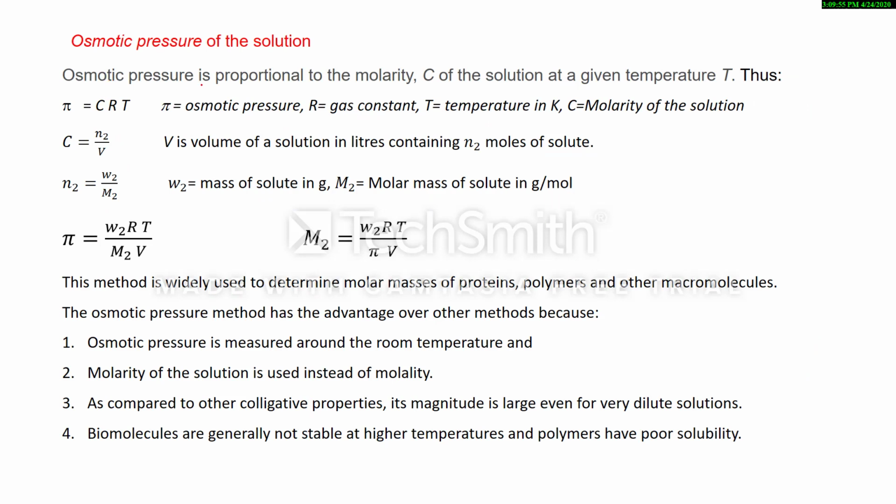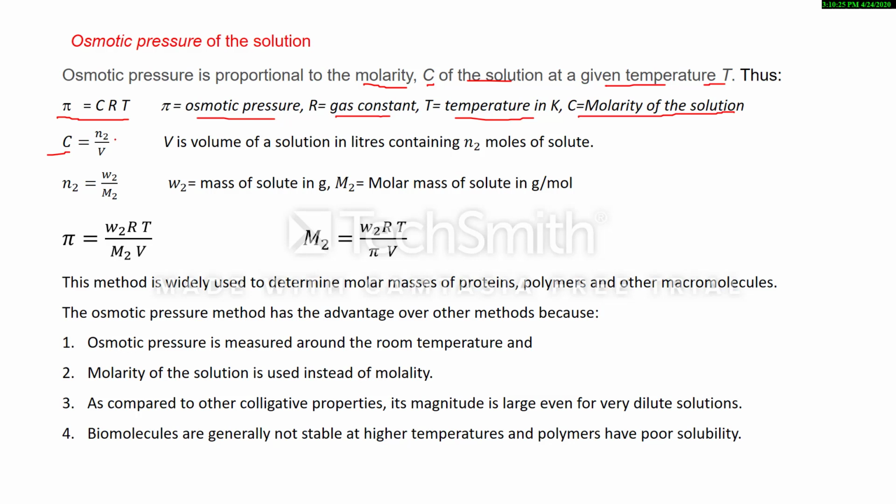Now, experimentally it can be determined that osmotic pressure is proportional to the molarity, which is represented here as C, of the solution at a given temperature T. That's why we can write pi = CRT, where pi is the osmotic pressure, R is the gas constant, T is the temperature in Kelvin, and C is the molarity of the solution. Remember it, in this formula we are representing molarity as a capital C.